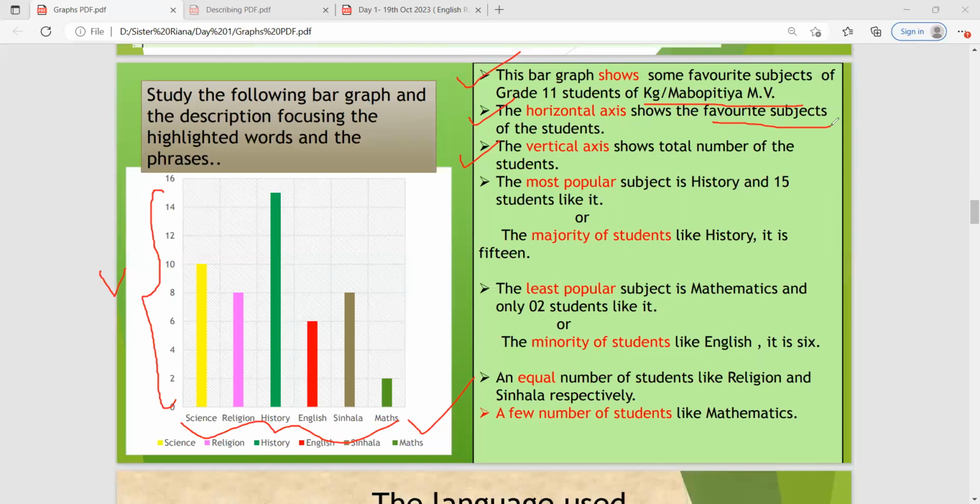Now what we have written: first, you have to explain that this bar graph shows, and give the explanation. Then you have to say the horizontal axis shows the favorite subjects of the students and the vertical axis shows the total number of the students. Then after that, the next one, this one they are talking about: the most popular subject is history. The most popular subject is history and 15 students like it.